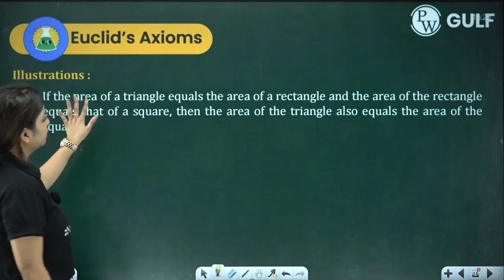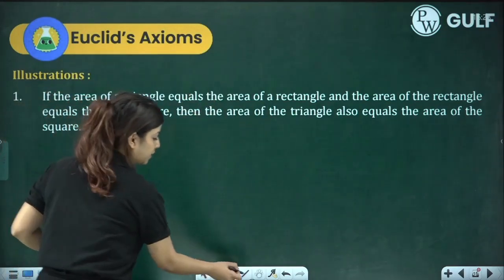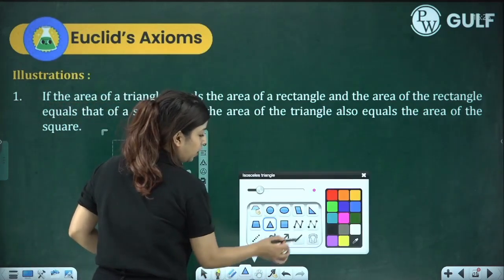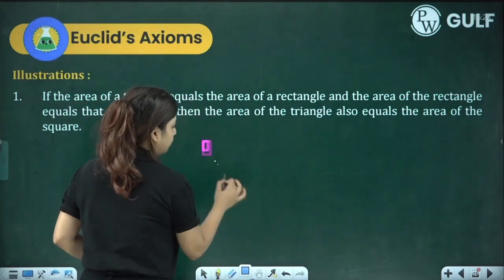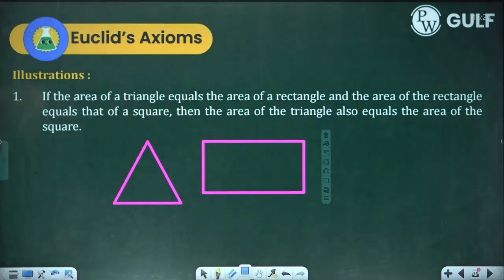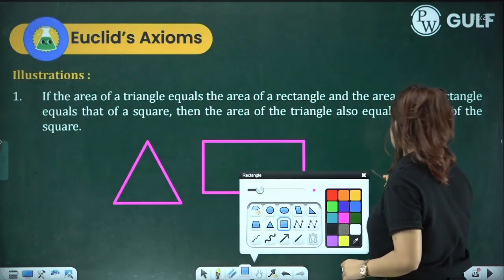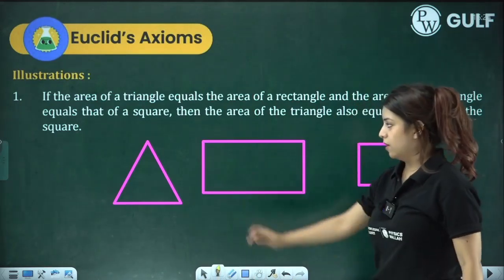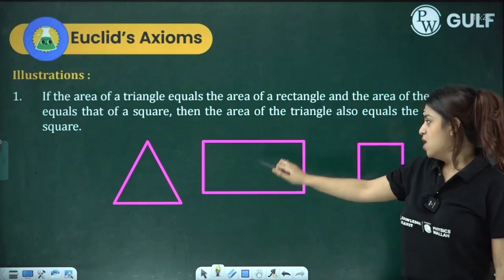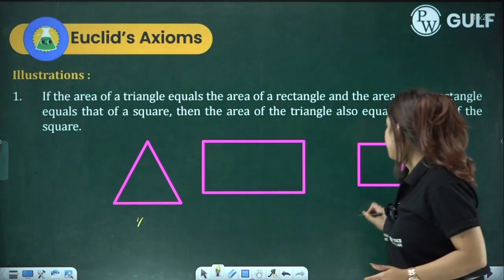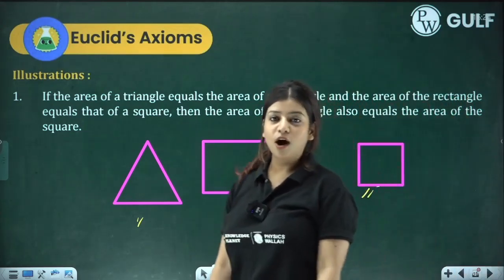First of all, we are saying if the area of a triangle equals the area of a rectangle, right? That means the area of a triangle is equivalent to the area of a rectangle, and the area of the rectangle is equivalent to the area of a square. So what can we see over here? Triangle equals rectangle, rectangle equals square. So we can say that the area of the triangle will also be equal to the area of the square.